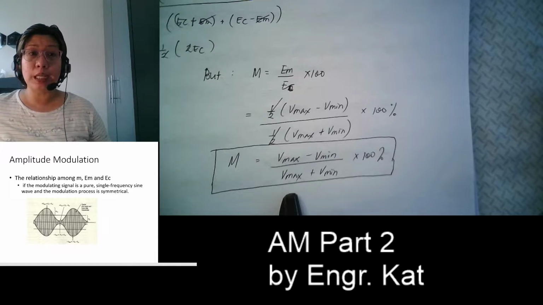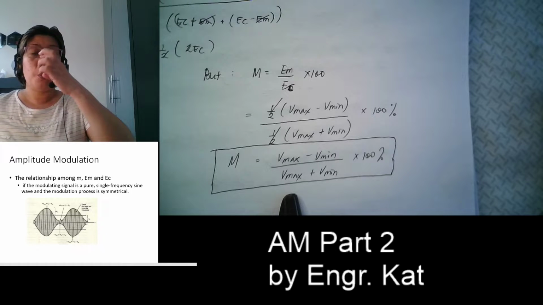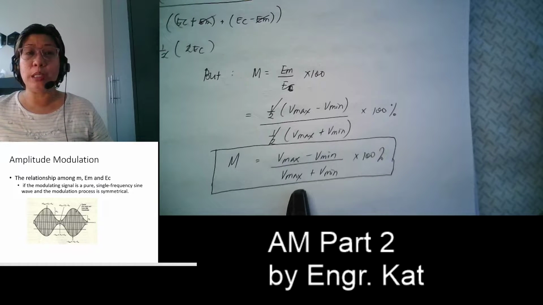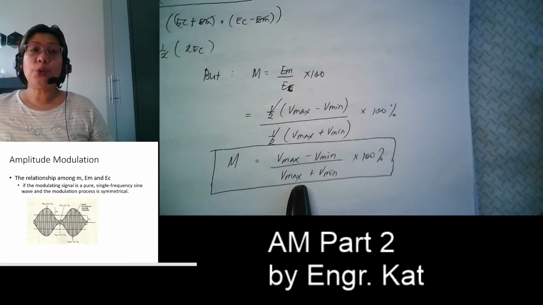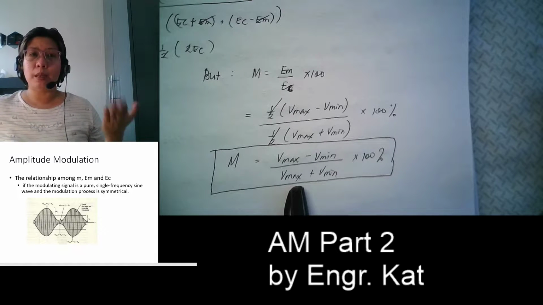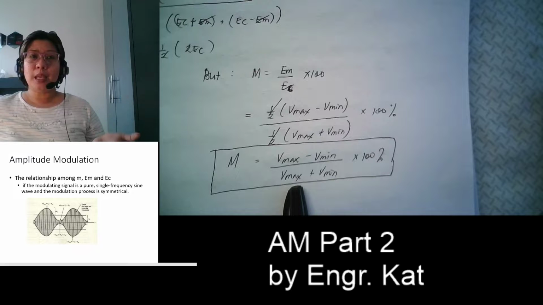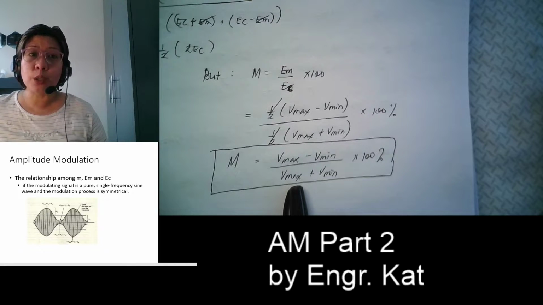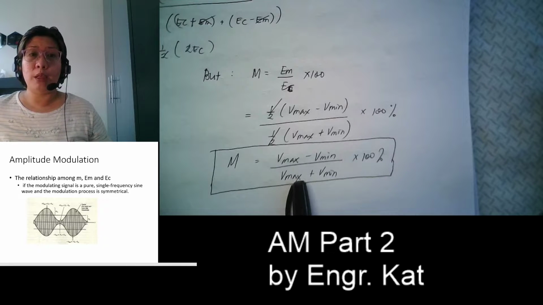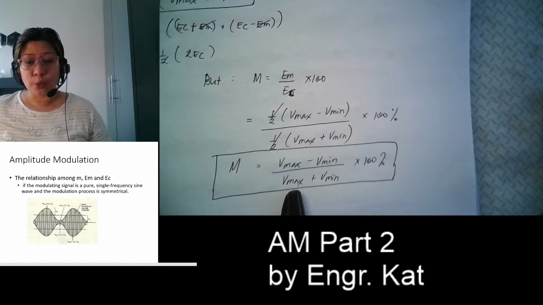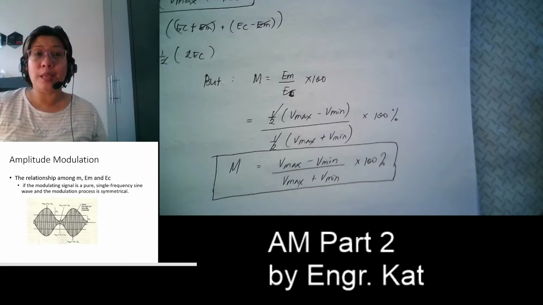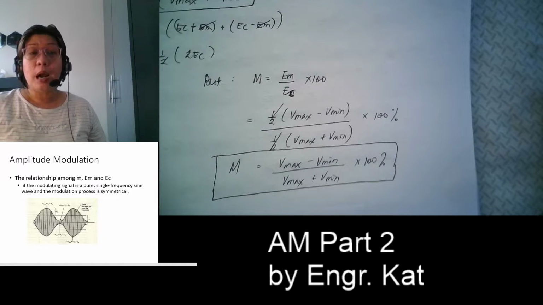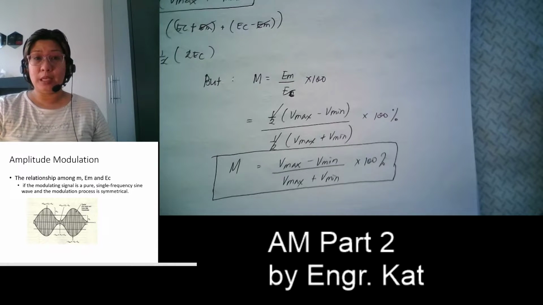Divide this by 100 and you will be getting your small m, or when we want the percent modulation, this is the answer. This is when you are given the minimum and the maximum values that can be seen when you are using an oscilloscope. So you can solve for the modulation coefficient either using the peak values or using your maximum and your minimum values. This shows the relationship between your M, EM, and your EC.